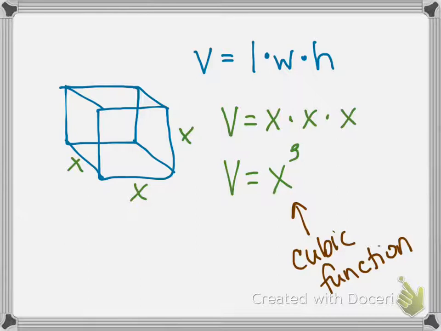Okay, so the next part says, imagine increasing the height by 2, the width by 3, and the length by 4. What would that cube look like now, and what would the volume be? So here's where we get into some actual cubic functions. Now we're increasing height, width, and length, and since we're increasing them by different numbers, we no longer have a cube, but we moreover have a rectangular prism.